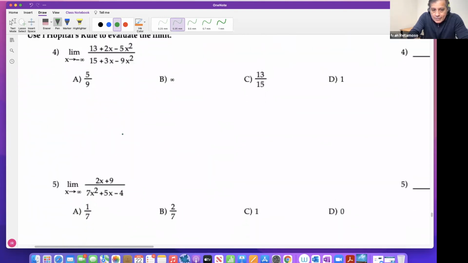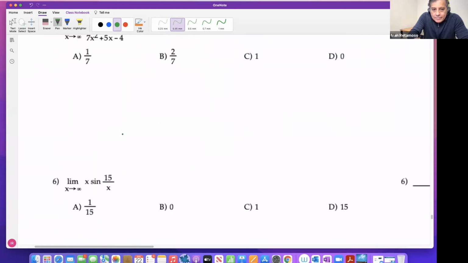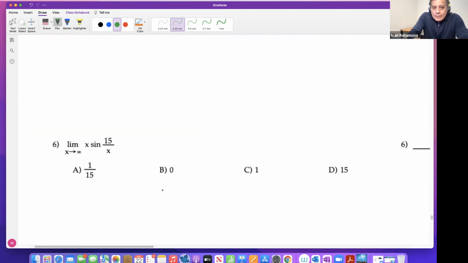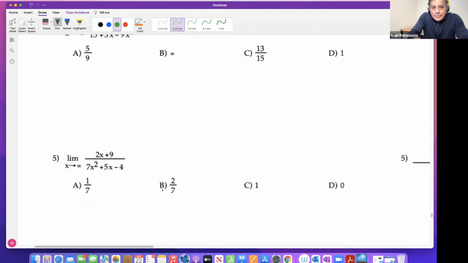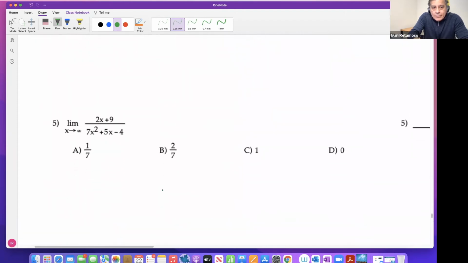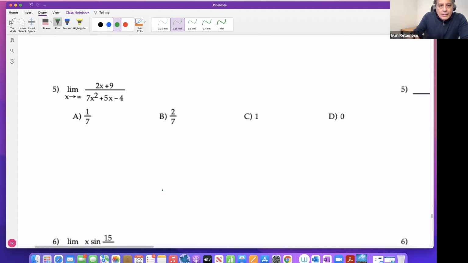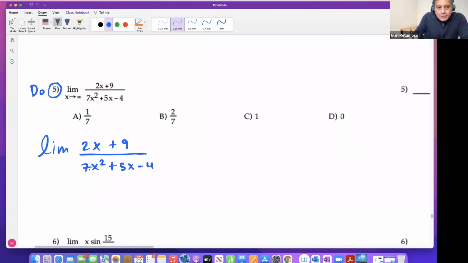Let's try something new. Let's see, for example, this type of thing, right? For that, we have to understand what to do with other forms. But before that, let me just do this one quickly to make sure that everybody is okay. Let's do number 5 and then we'll move on to the next one, okay? The limit of 2x plus 9 over 7x squared plus 5x minus 4 as x approaches infinity.